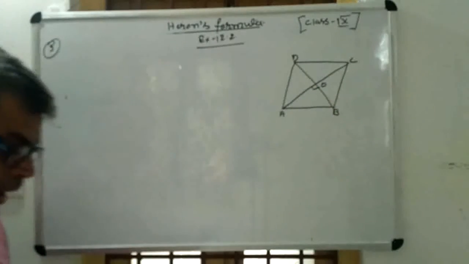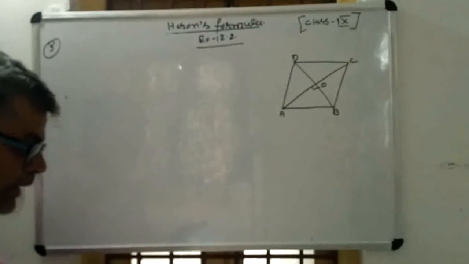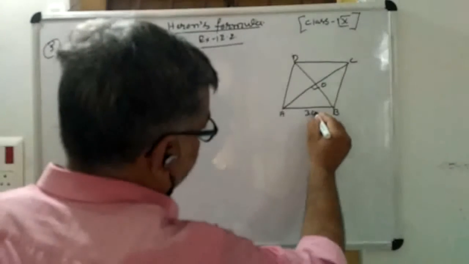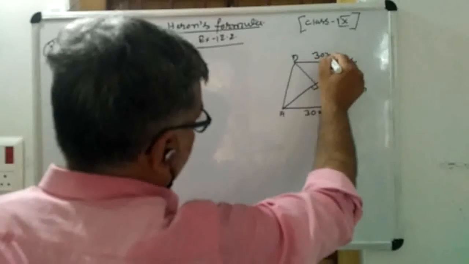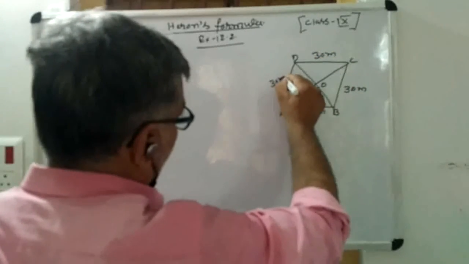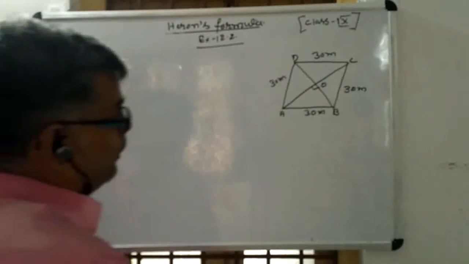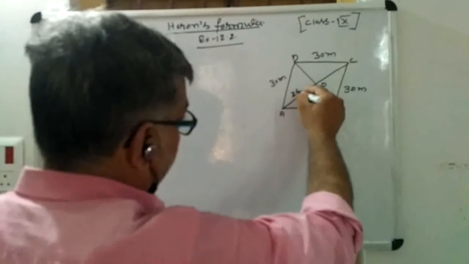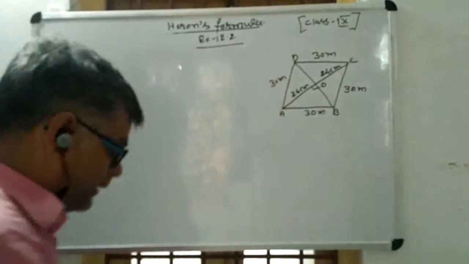A rhombus shaped field has green grass for 18 cows to graze. If each side of the rhombus is 30 meter, each side is given 30 meter, and its longer diagonal is 48. Suppose this is the longer diagonal; the diagonals bisect each other, so it will be 24.